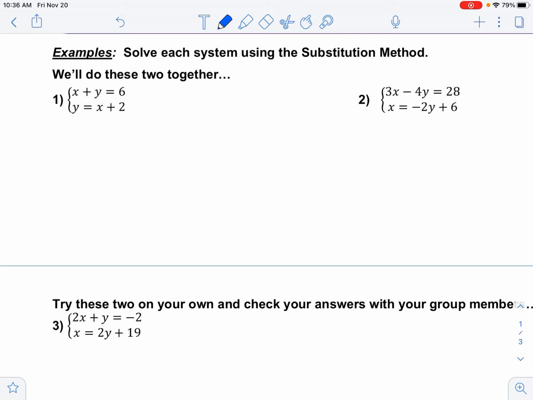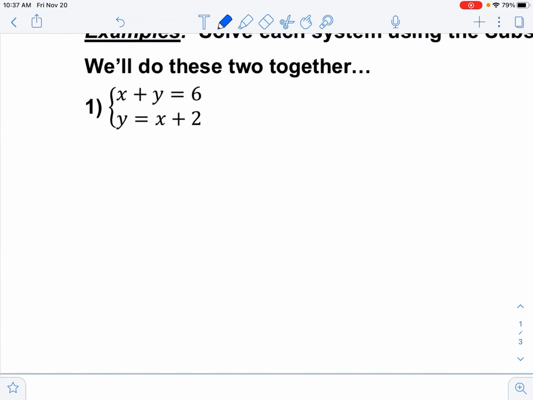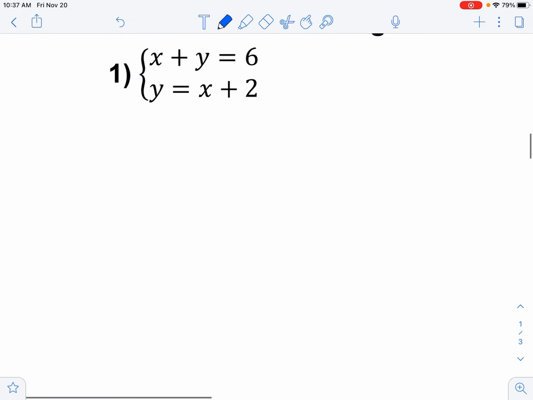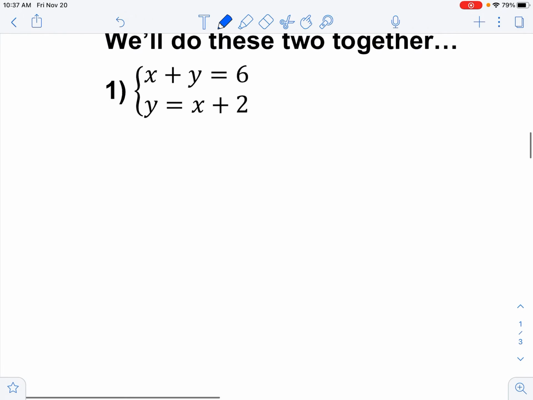It says solve each system using substitution. So make sure you pay attention to the directions because sometimes it'll say use substitution, sometimes it'll say use elimination, and sometimes it'll say whatever method you feel like. Okay? All right, we'll do these two together, and then I'll have you pause the video and try the next two on your own.